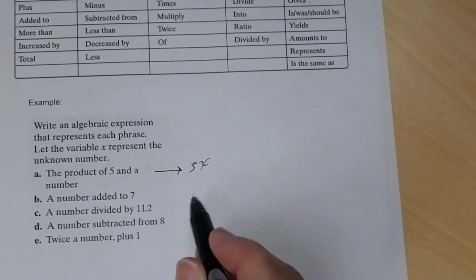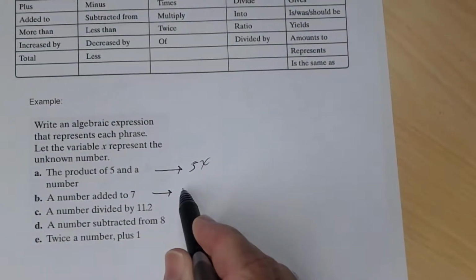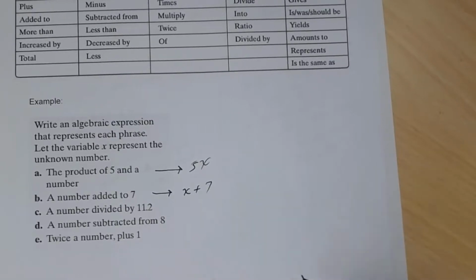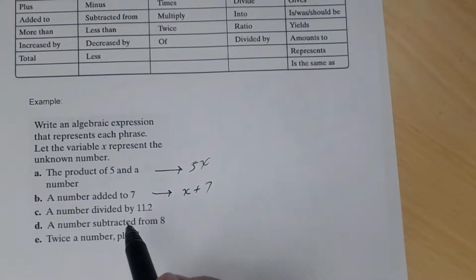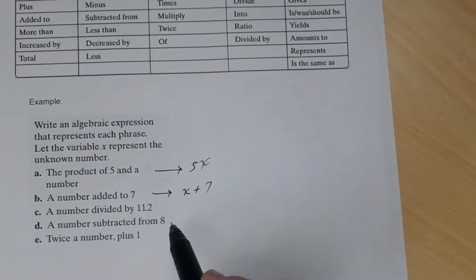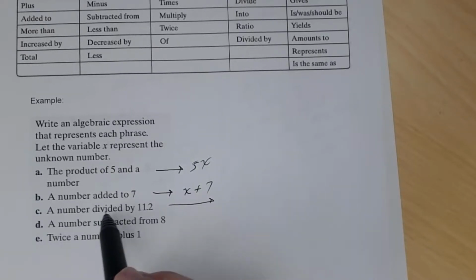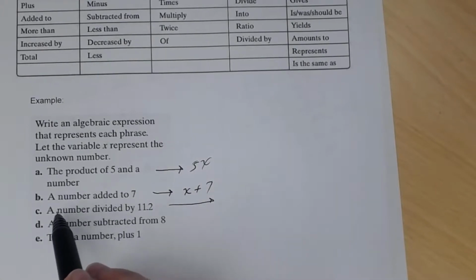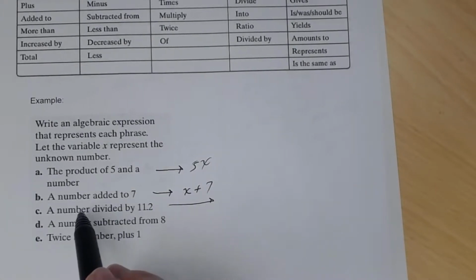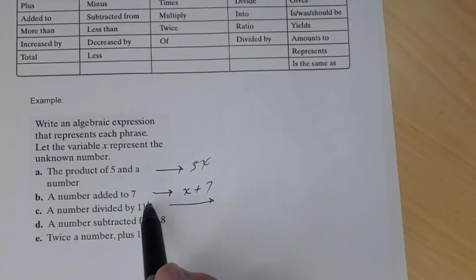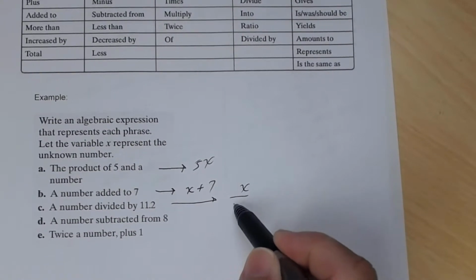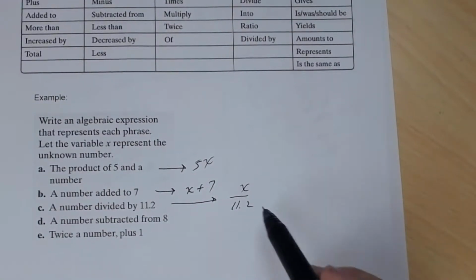A number added to 7, that one's not difficult. So a number, we're going to represent that x, and it's added to 7. So you just get x plus 7. A number divided by 11.2. So now remember, the order matters for division. So when you see the words divide by, then whatever is listed first is what you're going to put in the numerator, and whatever is listed second is what you're going to put in the denominator. So I'm going to say x divided by 11.2. So a number divided by 11.2.